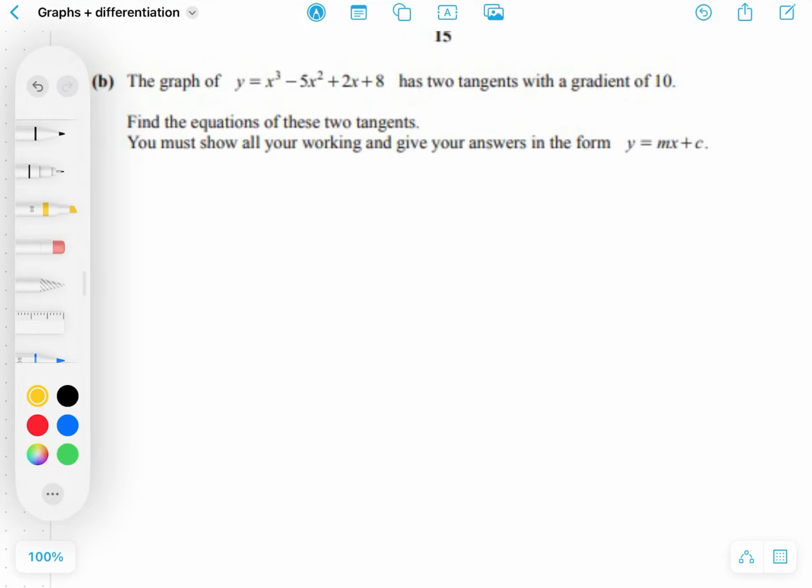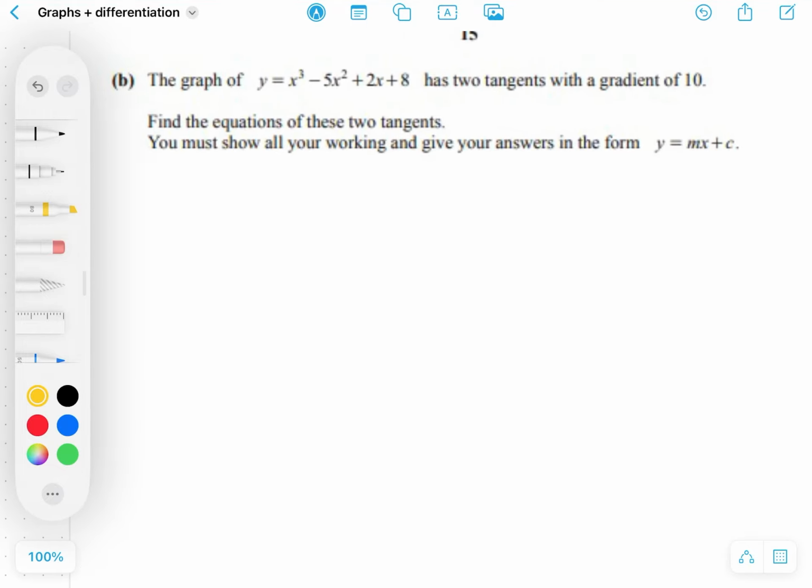Hello, so in this video I'll be working through another interesting problem I found on IGCSE Maths. This is differentiation in graphs. So it's given us a cubic graph here, and it's telling us that it has two tangents with a gradient of 10. Now whenever we see gradient and graphs, we should always think of differentiation or dy by dx.